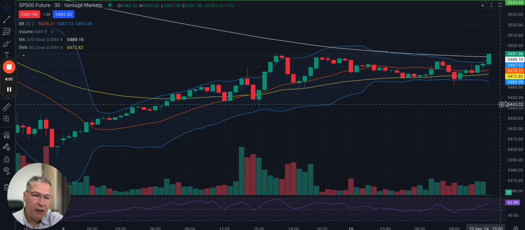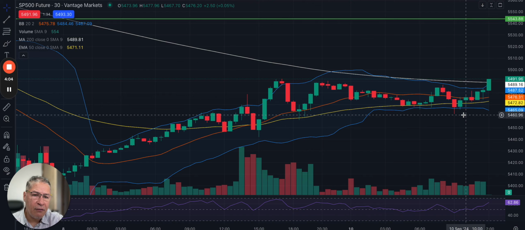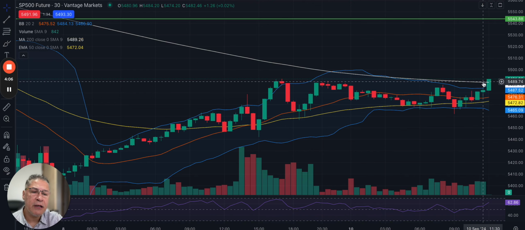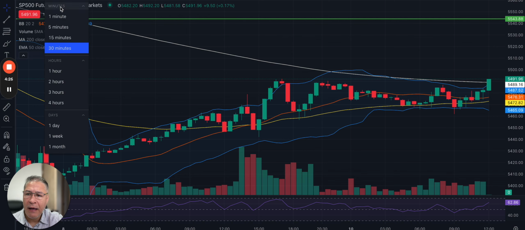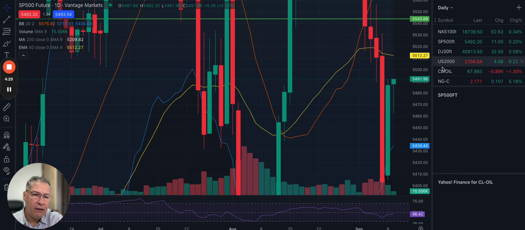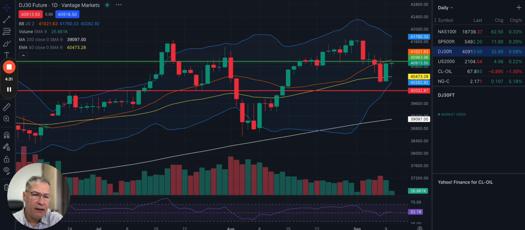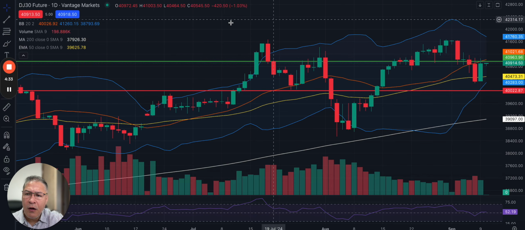On the 30-minute chart, we're seeing how the S&P 500 is picking above the 200-day moving average. In that case, we can now consider the 200-day moving average in the S&P 500 as a level of support. So let's keep that in mind, and a move to the upside is favored for both indices so far. Let's go back to the daily and take a look at the Dow and see how it's looking.